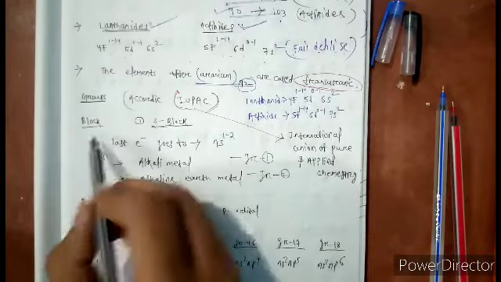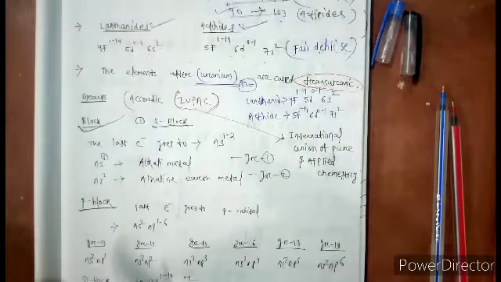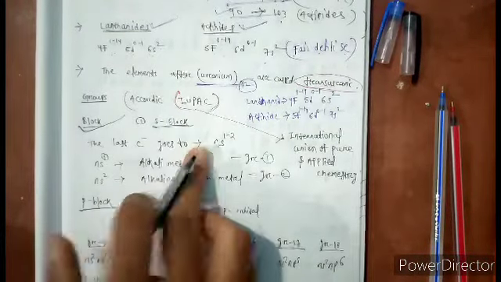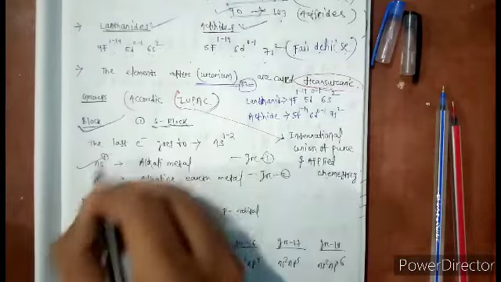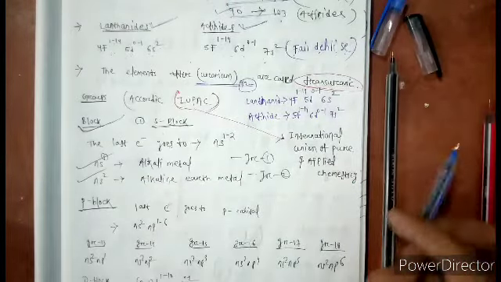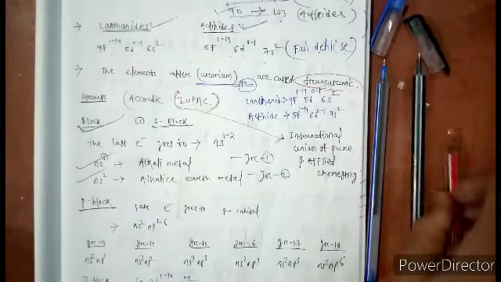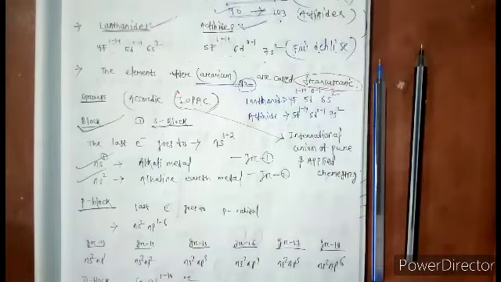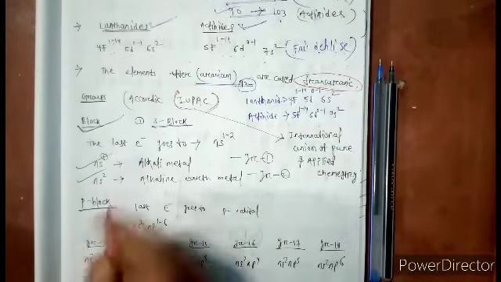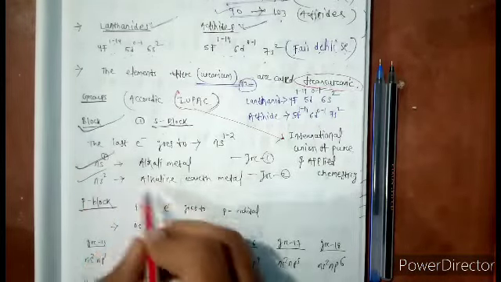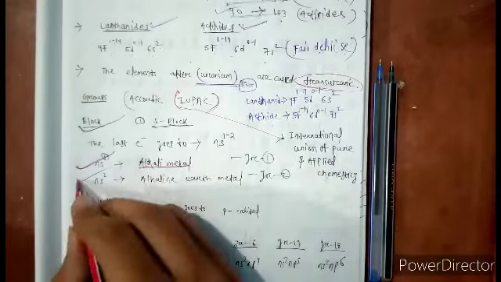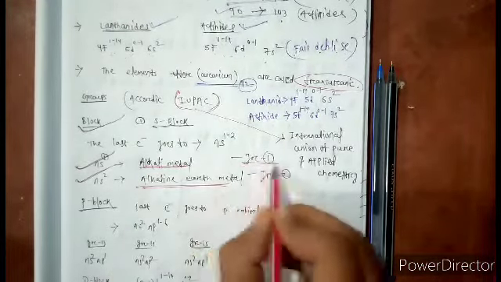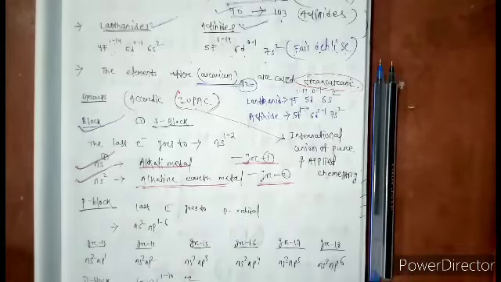Then come to the first, the s block. The s block consists of two groups: ns1 and ns2. ns1 is the alkali metals, group 1 elements, and ns2 is the alkaline earth metals, group 2 elements.